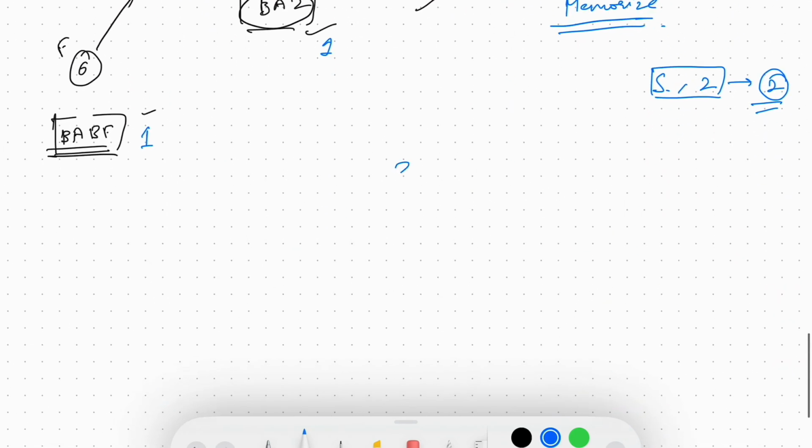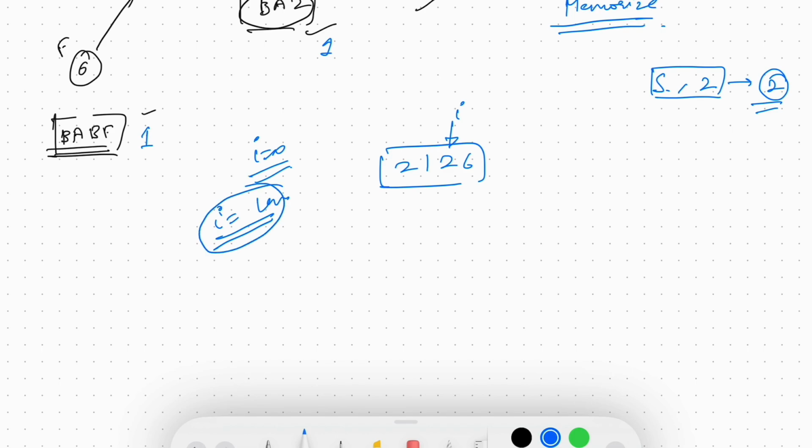So it means that we are having 2 1 2 6, and we are at this i, which is here. So we are going to start from i equal to 0, and we will see whether i is equal to length. It means we have processed all of our string. In that case, we are going to add 1 to our answer. So let's say i is here, i is 2. It means starting from i equal to 2 till the length, that is 26. How many ways there are to decode this 26 string?